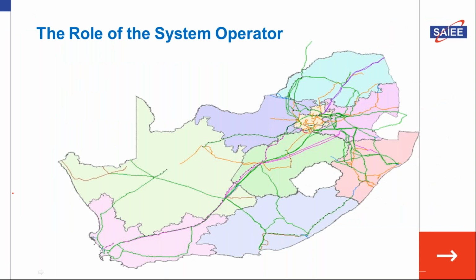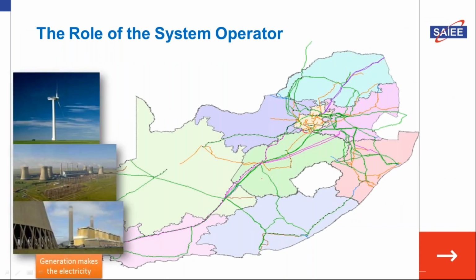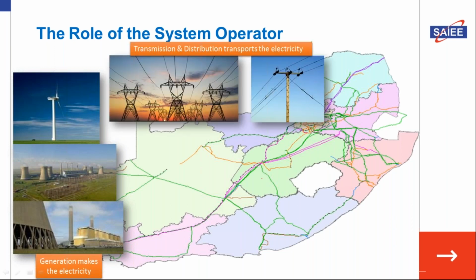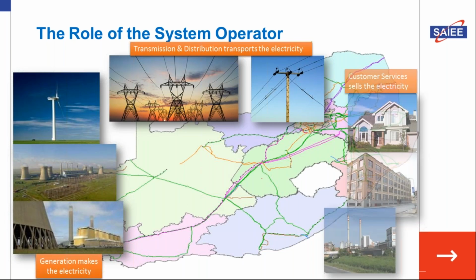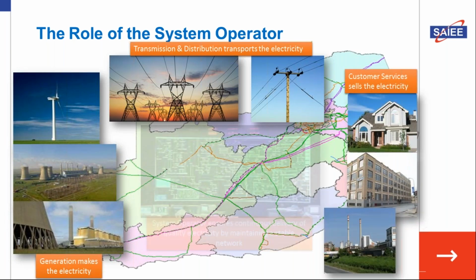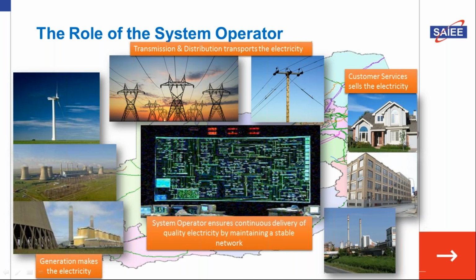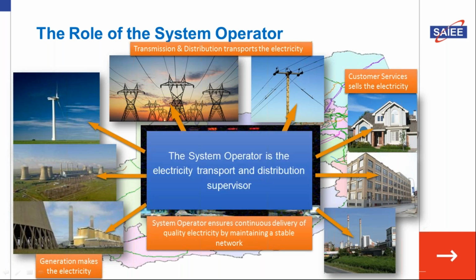In the role of the system operator, you can see that you've got generation that makes electricity, you've got transmission and distribution that transport electricity, and customer services sells electricity. Now, the system operator plays a role of ensuring continuous delivery of quality electricity by maintaining a stable network. For that, we can actually call it a supervisor of electricity transport and distribution.